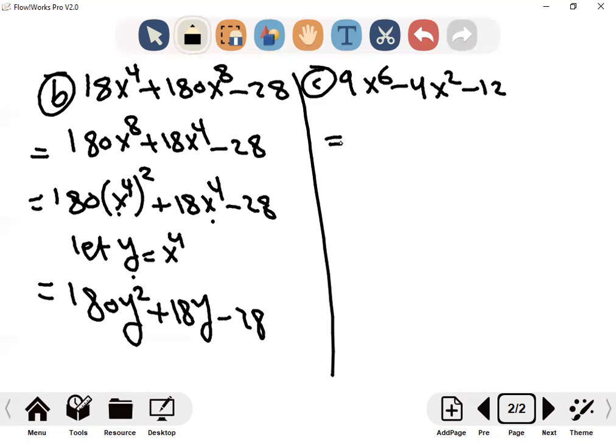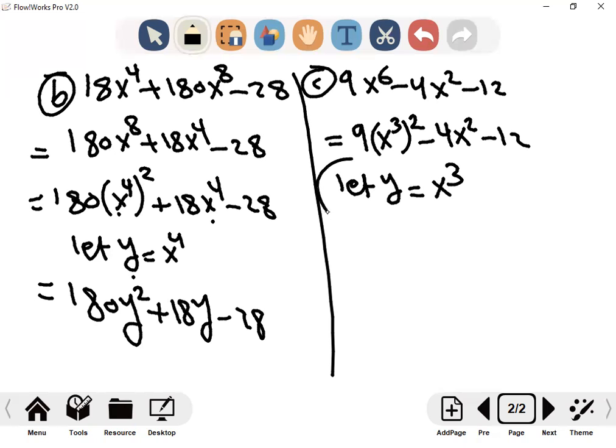Now power 6, I will make it what? 3, 2, not 2, 3. Both equal 6, but I want the 2 up, okay? So this is equal 9x power 3, all power 2. Now let y equal x power 3. This will be 9y power 2 minus 4y minus 12. Is this clear? Why did I put power 3?